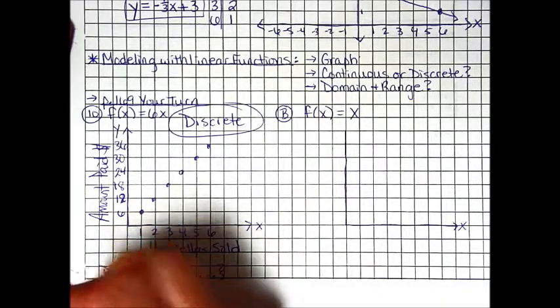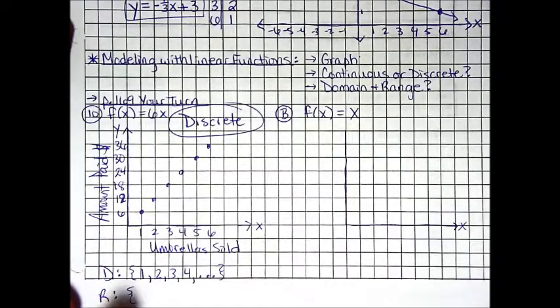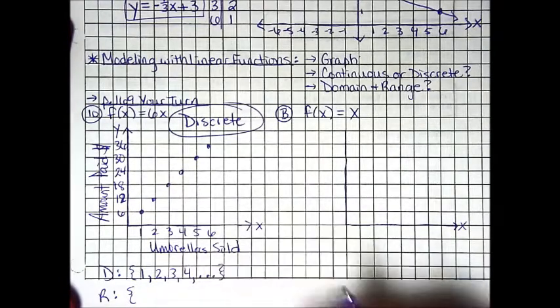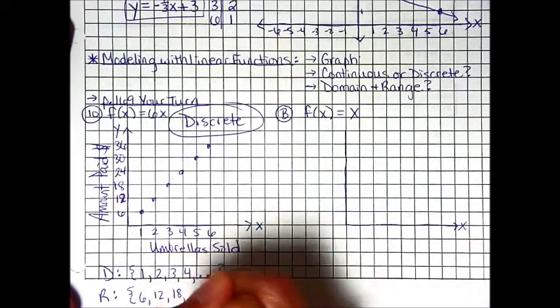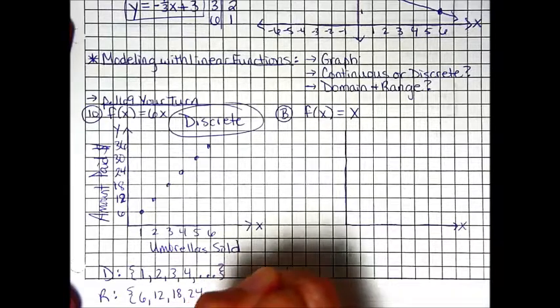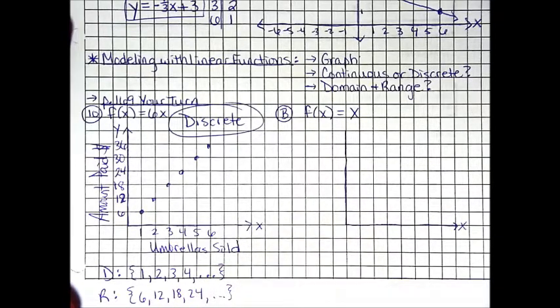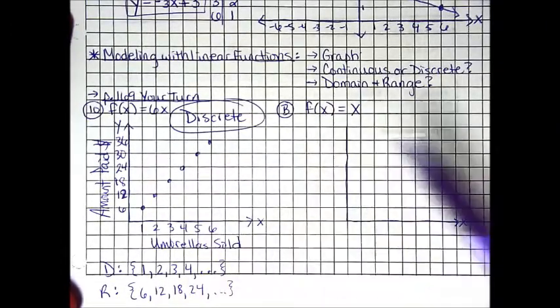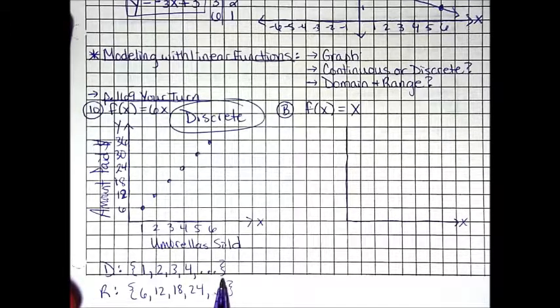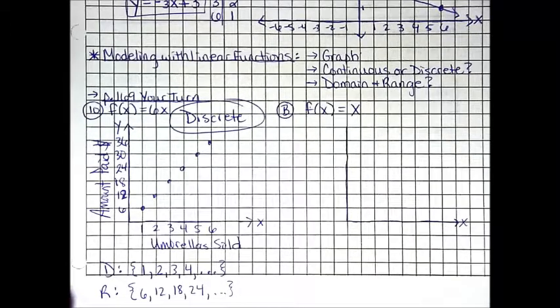Okay, range for this would be amount of money paid. So 6, 12, 18, 24, ... So for domain and range on discrete, they're wanting this list. And since he could sell who knows how many umbrellas, you don't need to continue to go on forever. You would just put the dots to indicate you understand this could keep going.